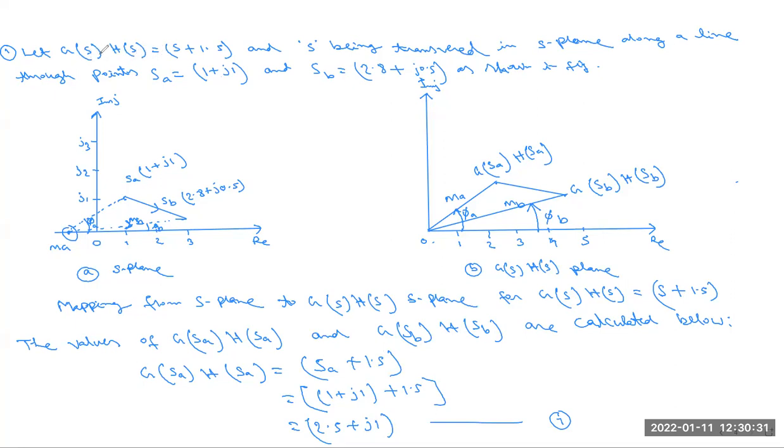Here you can see the given equation GSHS. Here first we have to calculate for SA, and another one we have to calculate for SB. So first we have to calculate G of SA into H of SA. We follow S plus 1.5. So first we put the value from here for SA, the value is 1 plus J1. So 1 plus J1 plus 1.5, you calculate it, that is 2.5 plus J1. Okay. This is 1, 2, and this is 2.5. Okay, this region 0 to 2.5, these are the first G of SA and H of SA in the GSHS plane.